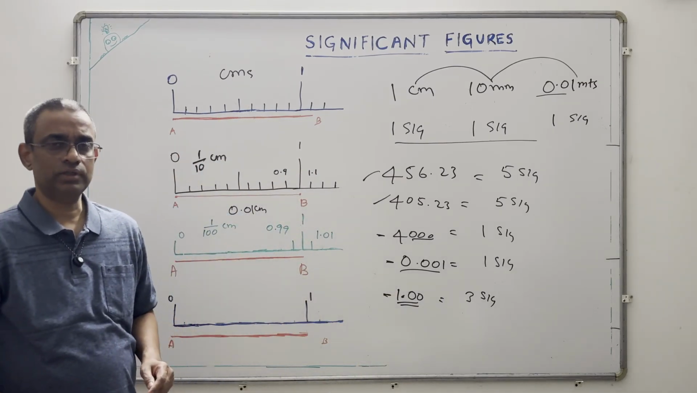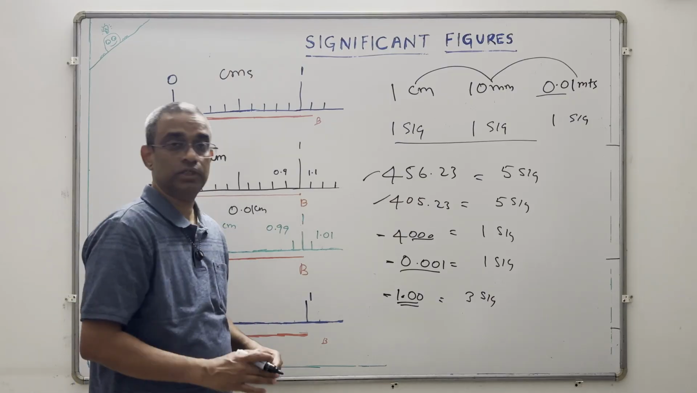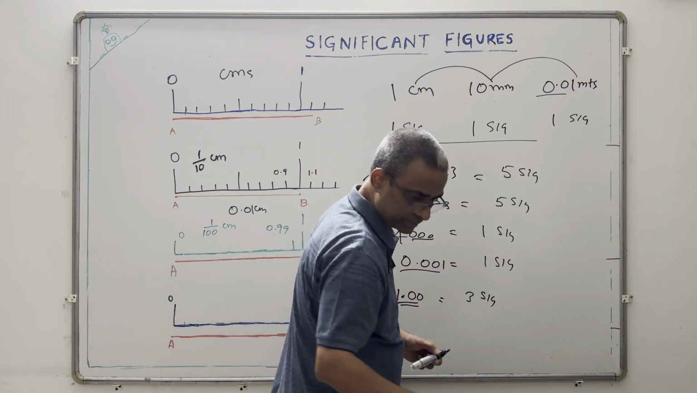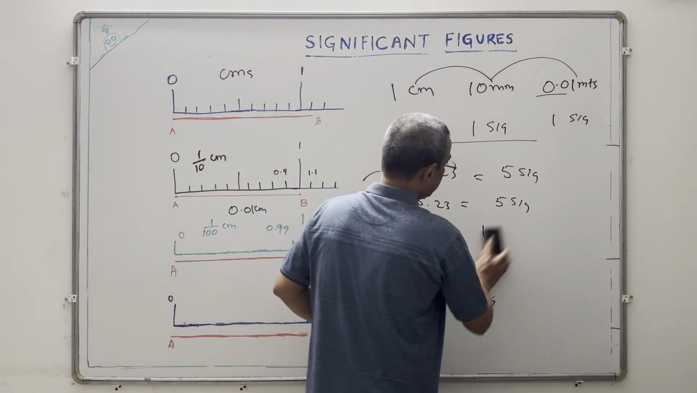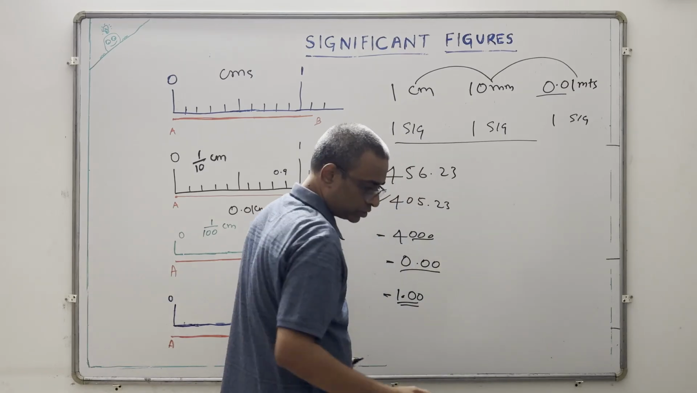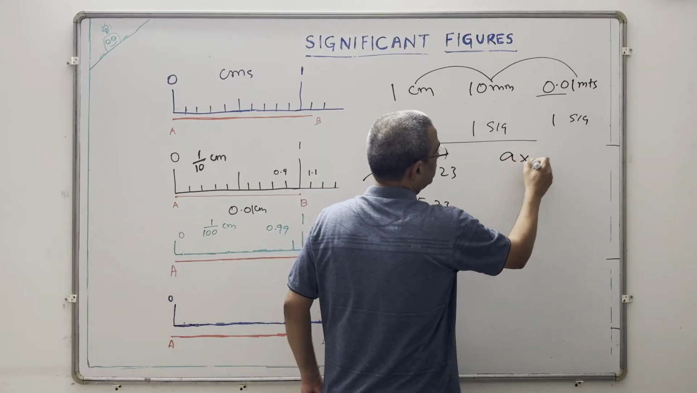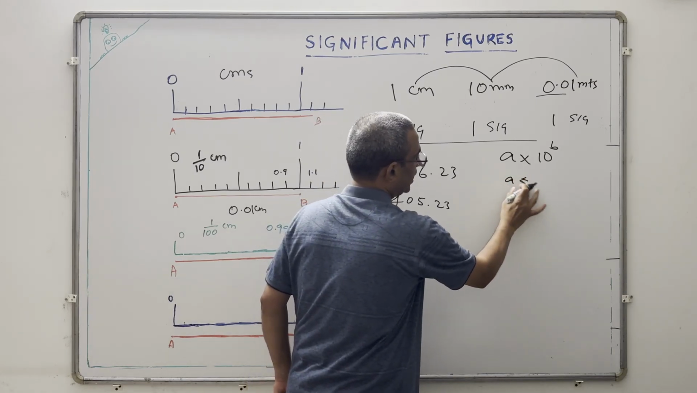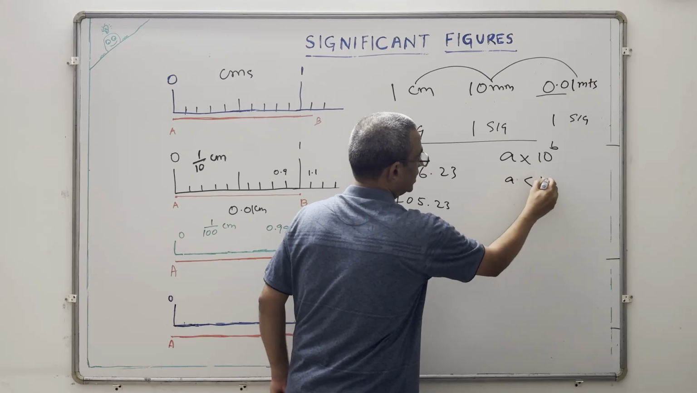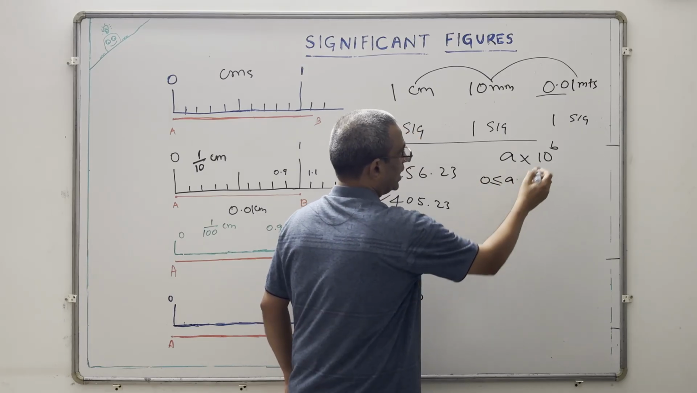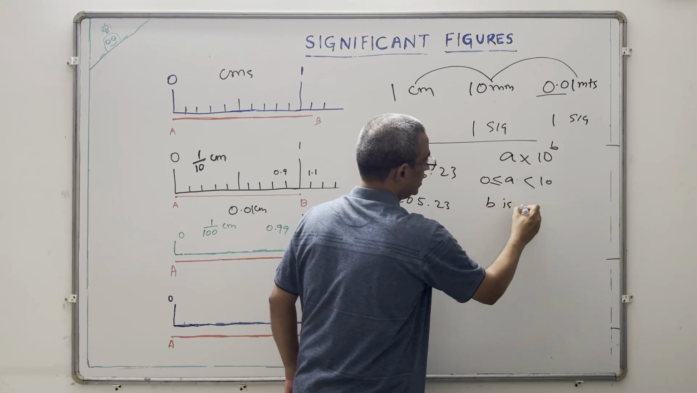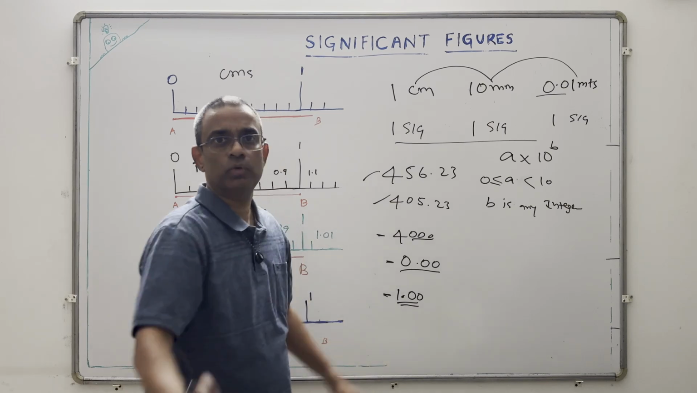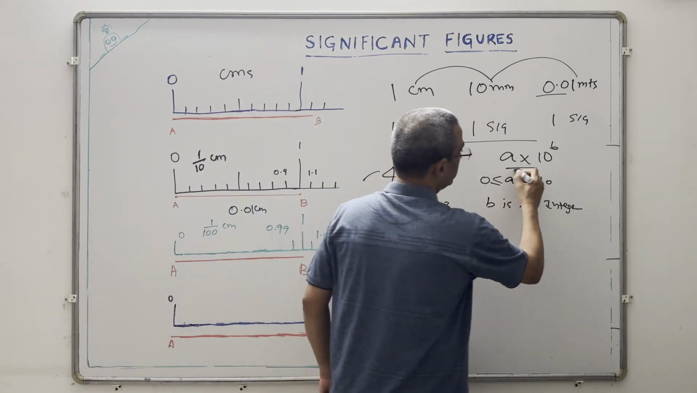So to remove this confusion, scientists have come up with a scientific notation of reporting numbers. Any number should be reported in the form of a into 10 to the power of b, where a is a number that is greater than or equal to 1 and less than 10, and b is any integer. So this way there is no more confusion. That's the idea. This is called the scientific notation.